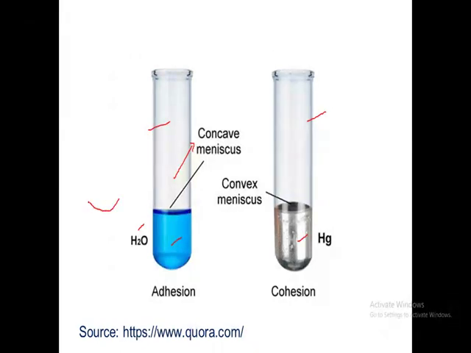So we get this kind of shape. So it is what is called concave shape. Whereas if you take the same test tube and put mercury in that, we are going to get what is called a convex meniscus. What is a convex? It is like this, bulged outward. This is bulged inward. This is bulged outward. So this we call convex. This we call concave.